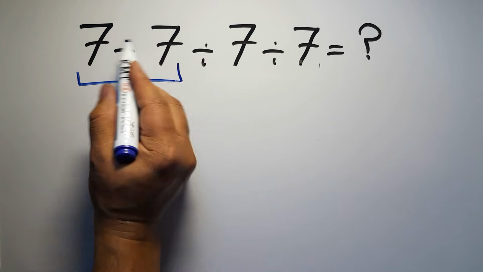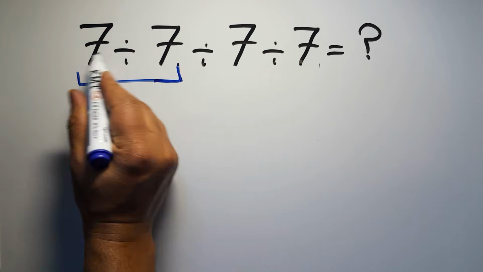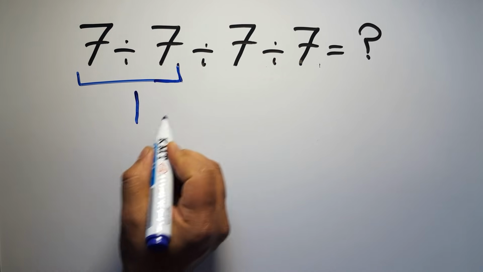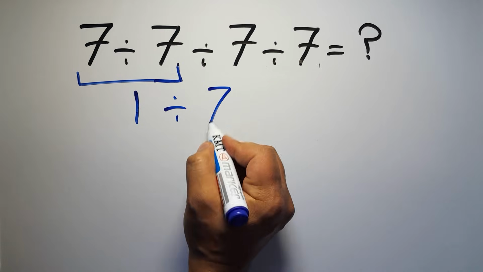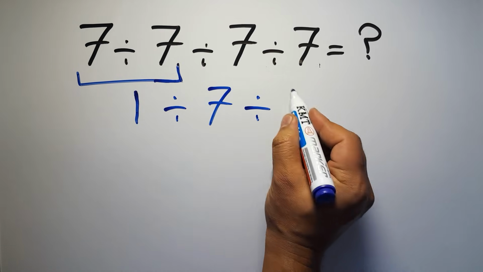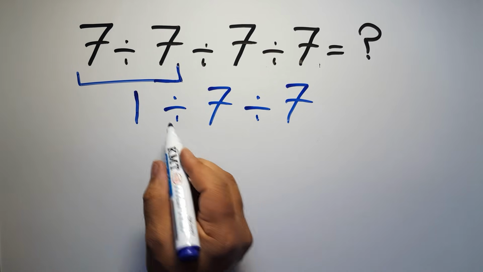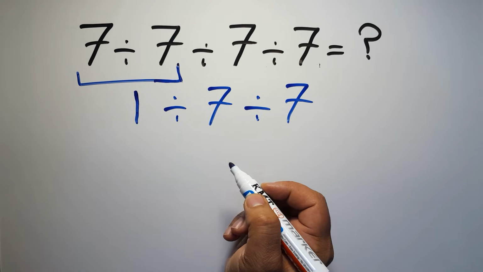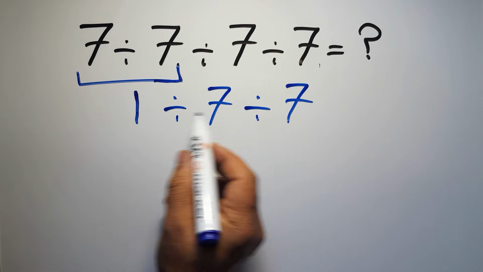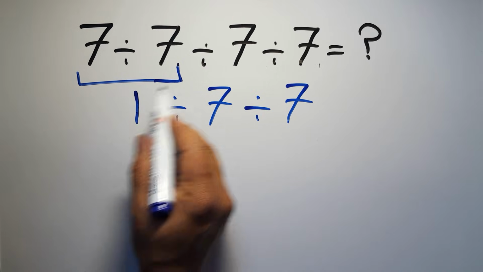So first we have to do this division. 7 divided by 7 is just 1. So 1 divided by 7 and again divided by 7. Now we have two divisions. And when we have more than one division in an expression, we have to work from left to right.